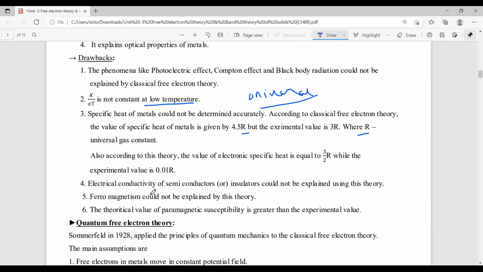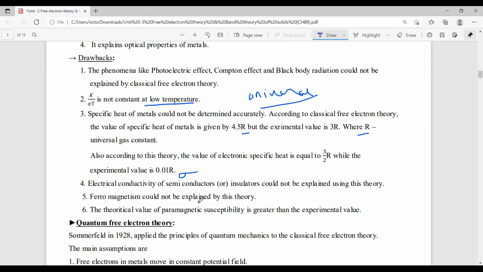And it could not explain the electrical conductivity, that is the sigma value, for semiconductors and insulators. And also, ferromagnetism could not be explained. Ferromagnetic character is generally exhibited by metals, but this theory failed to explain the ferromagnetic nature of metals.